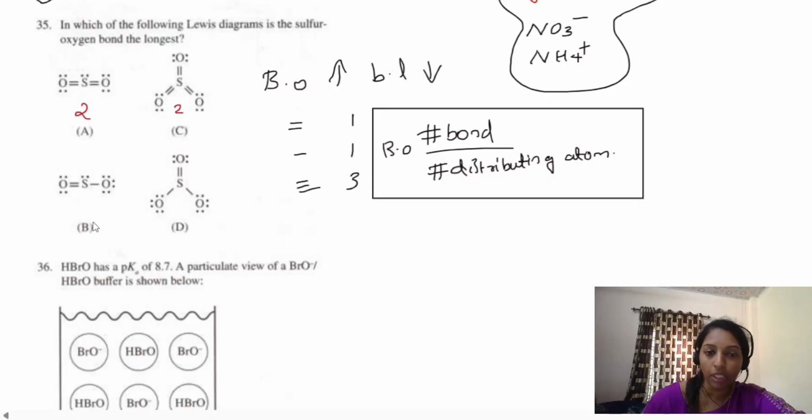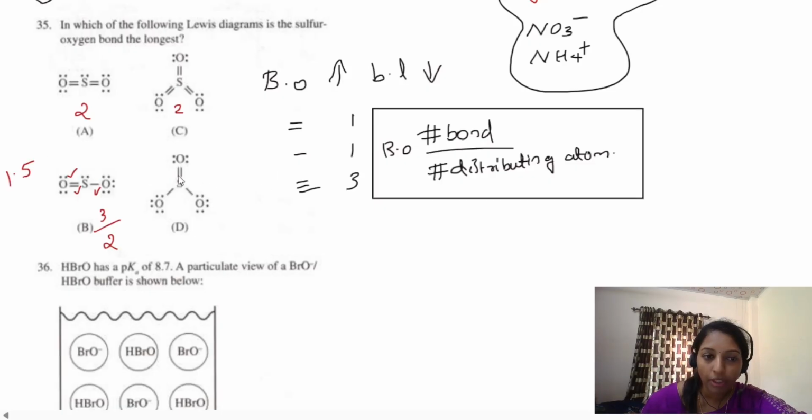And what about the B? Here there is a double bond, here a single bond is there, so resonance is always possible. That's why you can use this equation. Number of bonds is 1, 2, 3. Correct? So 3 over, and the distributing atoms are oxygen and oxygen. So 2 oxygens, which means the bond order is 1.5.